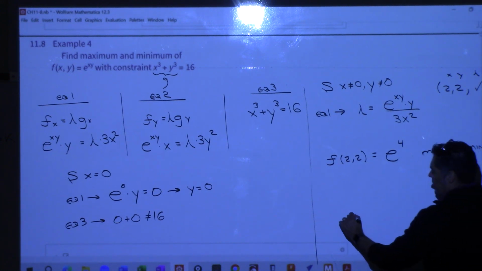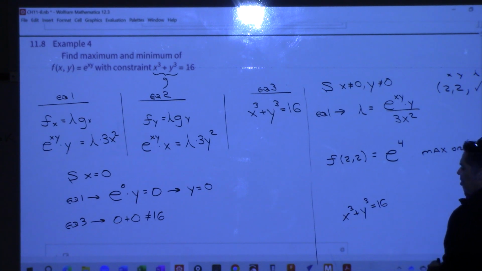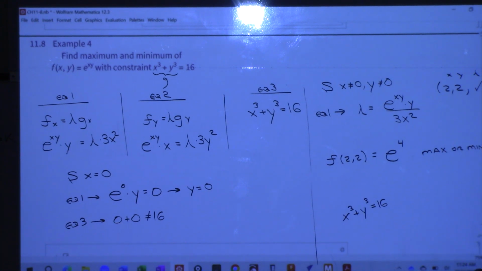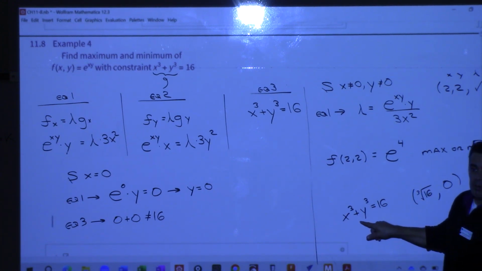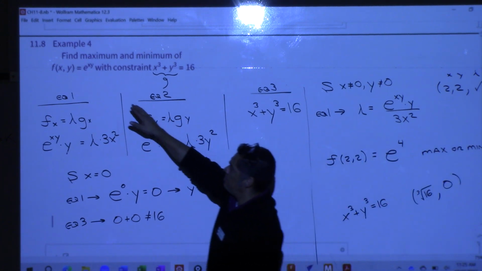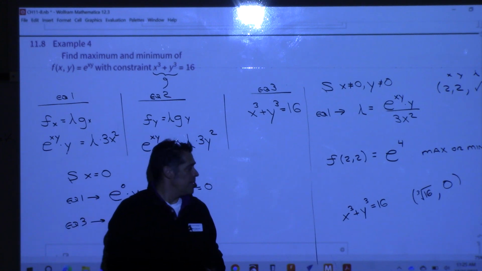I want something that satisfies this equation. How about, let me force it. Okay, I'm going to force you to give it to me. How about if x is 0, y is 0? Then what's x? Cube root of 16. Okay. Do you all agree that this is in the domain? Do you agree I could plug that into this, and it would be on the curve? Yes? All right. Let's do that then.